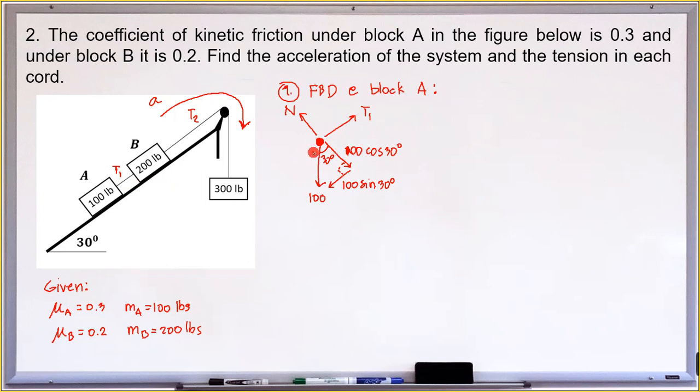Since the direction of motion is upwards to the right, the friction is opposite. So this is the first friction, F1. Okay? So indicate the direction of motion. That is also the direction of acceleration.